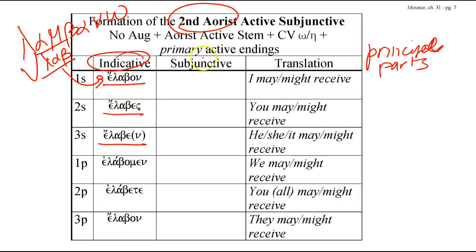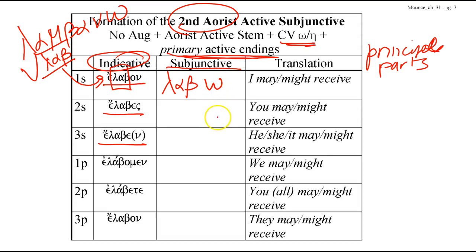And so how do I form the subjunctive form? Well, I take the same second aorist stem, there's no augment, lab, and then I add the connecting vowel plus the primary active suffixes. So elabon is I received in the indicative mood, but if I might receive something, the form is labo, labo. What are the suffix endings for the subjunctive mood?